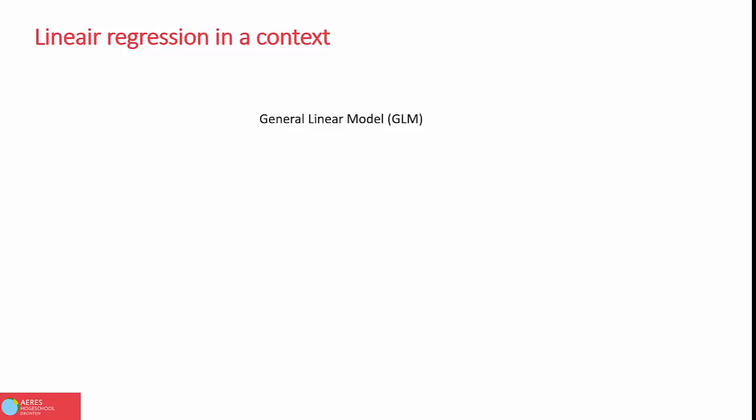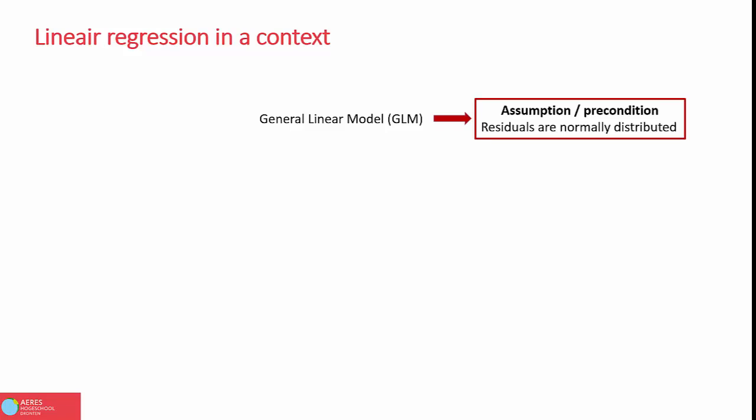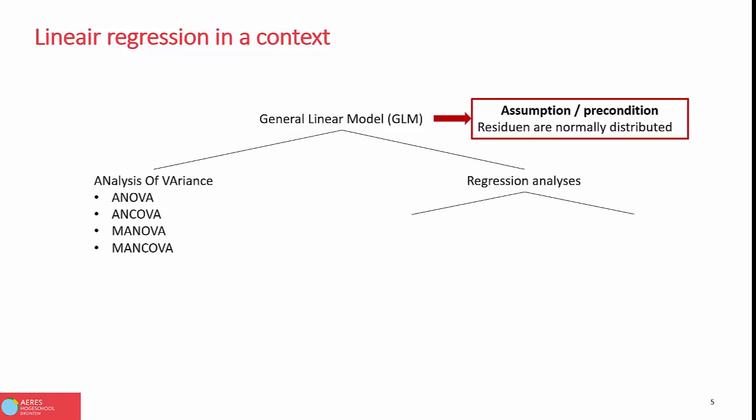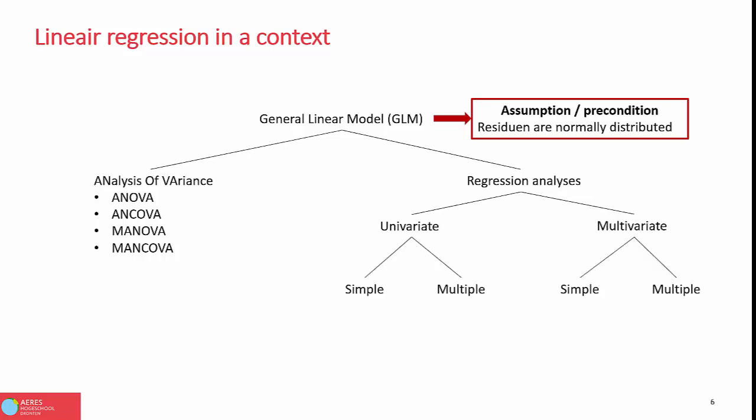So, linear regression belongs to the large family of general linear models, or GLM in short. There are certain assumptions to the GLM, namely that the residuals are normally distributed, and this is something that we will get to later on. Under the general linear model, we have the analysis of variance, among which the ANOVA, ANCOVA, etc. These are topics that will be covered in another video. We're going to look at the regression analysis.